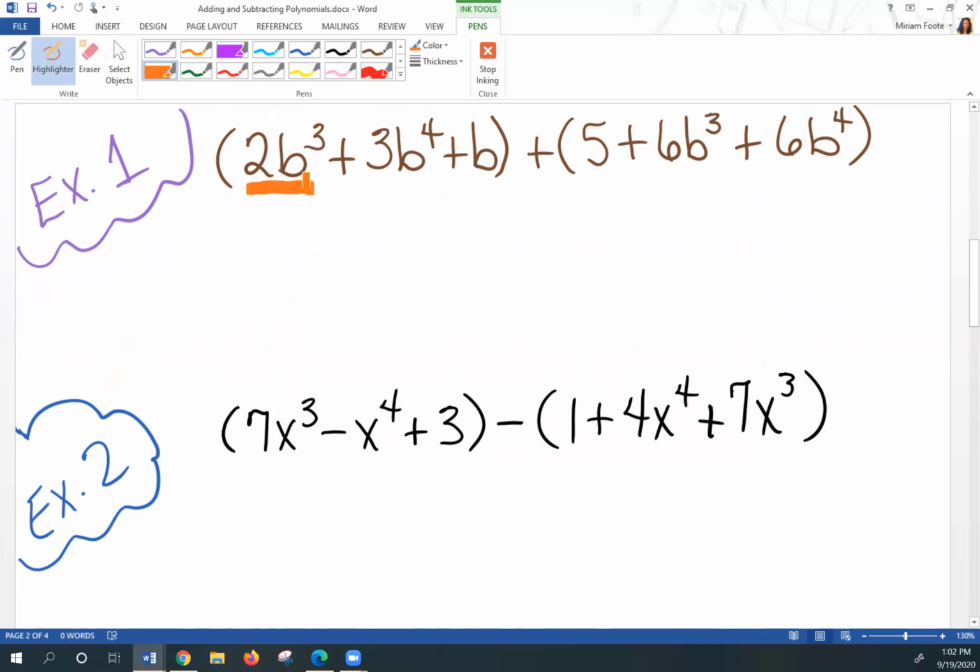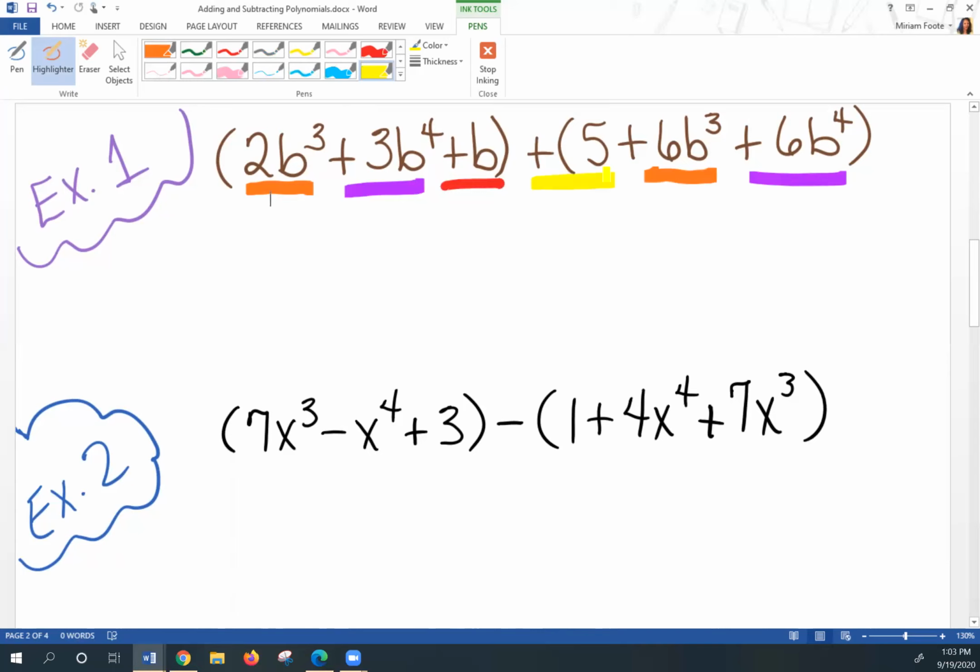So this one I have b cubed, so I'm going to look in the second set and see if I have anything that has a b cubed, and I do. So I'm going to color code so I can tell that those two go together. If I have b to the fourth in the first set of parentheses, I look in the second set and see another b to the fourth, and I'm also including the sign with it. Here I have a b, but in the second set of parentheses I don't see a b, so I know that's going to stand by itself. And then finally, in the second set of parentheses, I have a positive 5 that's left over.